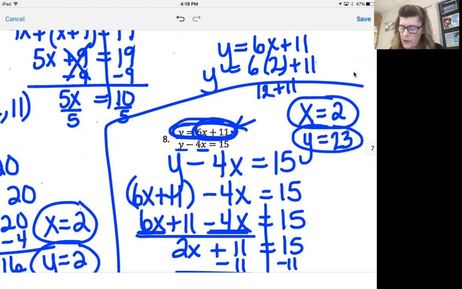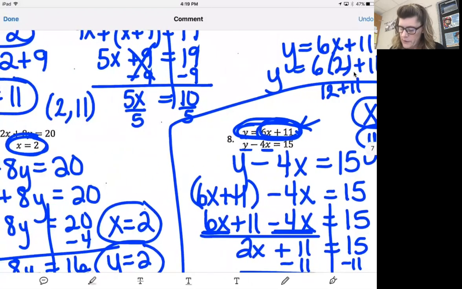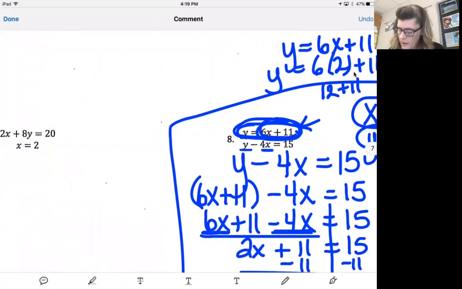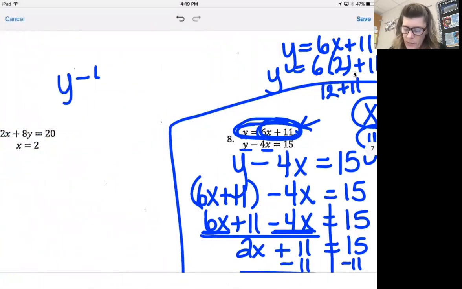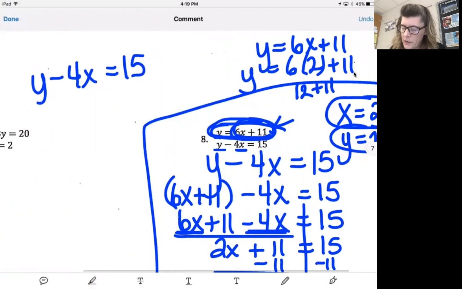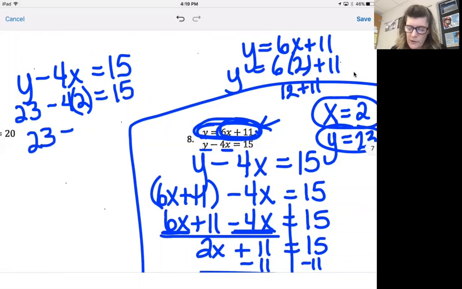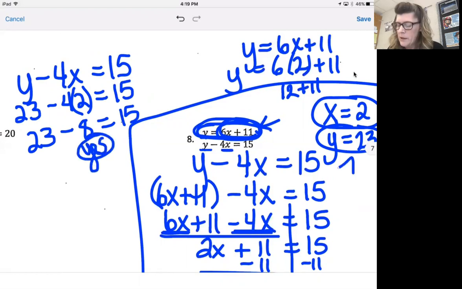Okay, so let's try it out here. Hold on a second. I'm going to clear this out right here and right here. And what I'm going to do is I'm going to use that other equation, y minus 4x equals 15. Okay, so x is 2 and y is 23. So that's 23 minus 4 times 2 is 8. Does 23 minus 8 equal 15? Yep, this works. So that really is my answer.